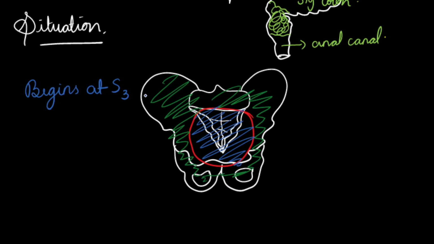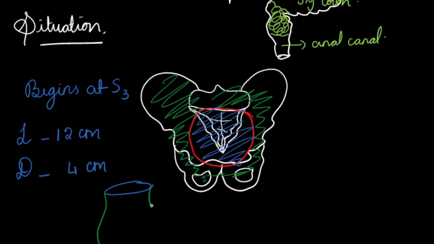So, now let us talk about the dimensions of the rectum. The length of the rectum is 12 centimeters and the diameter of the rectum is 4 centimeters in the beginning. On continuation it becomes dilated at the end and forms the rectal ampulla, the dilated part in the distal end of the rectum, which is called the rectal ampulla.